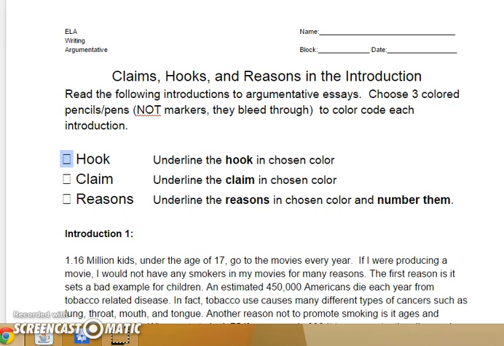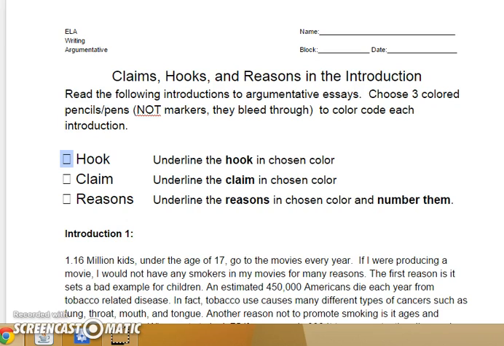So first of all, if you have your paper, make sure you get your paper out. If you don't have a paper, please ask the sub because she has some extras on the counter. So I'm going to just kind of pause for a second here and make sure everybody's got a paper.